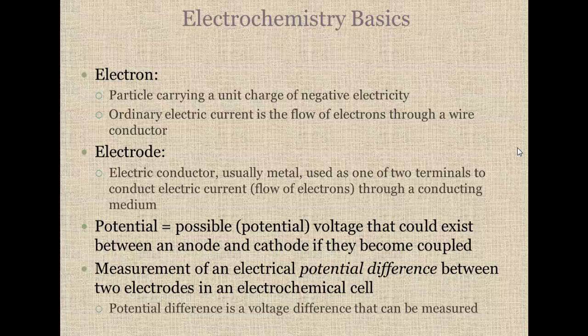This is the potential voltage that could exist between an anode and a cathode if they become coupled. The measurement of an electrical potential difference between two electrodes in an electrochemical cell is what we refer to. So we look at the potential difference as a voltage difference that can be measured, and we then turn that into a laboratory result.